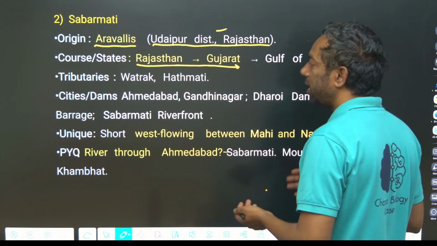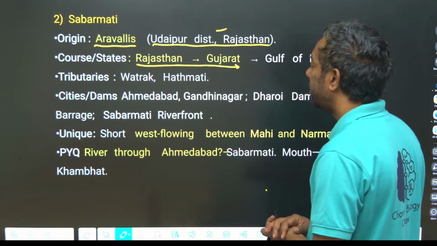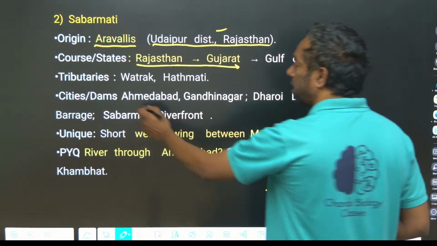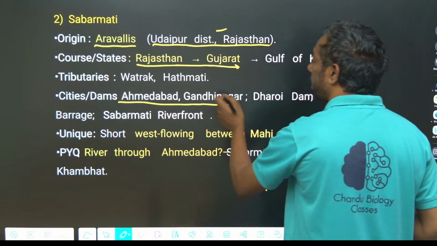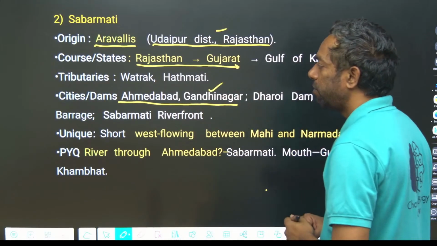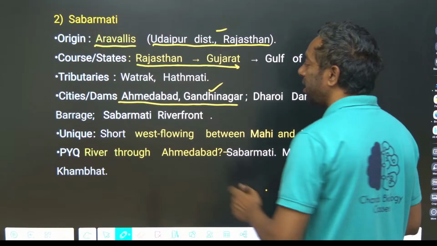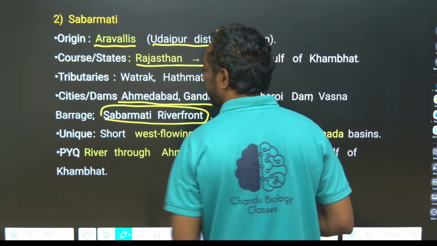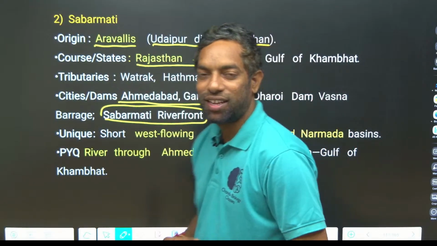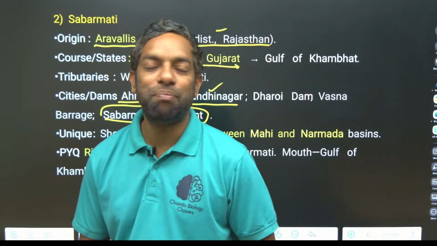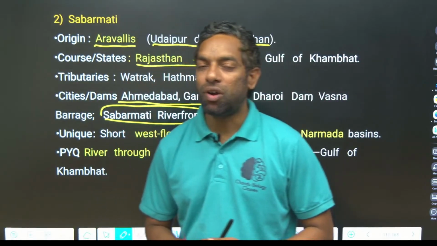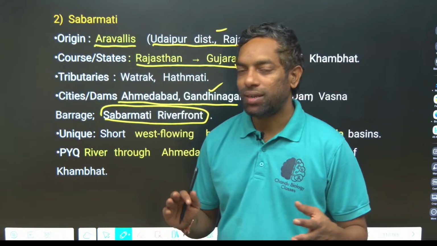Tributaries, they might not ask you. Cities are Ahmedabad and Gandhinagar, the main cities the river flows through. Sabarmati has a riverfront there. Guys, Sabarmati is a well known name in history, in modern history. It is relevant to Gandhiji's Sabarmati Ashram.